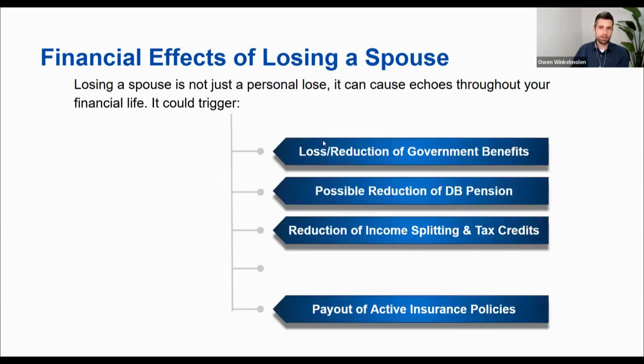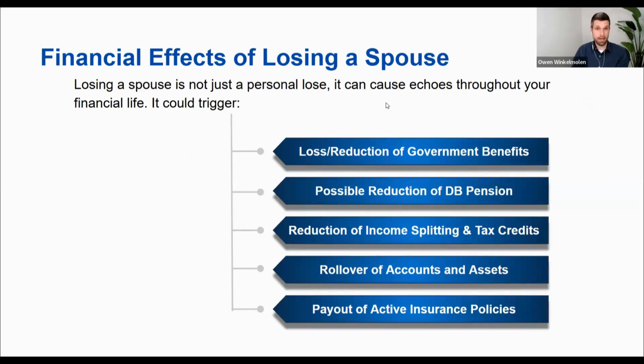So when we think about the financial effects of losing a spouse or partner, there's actually quite a few. We'll see a loss or reduction of government benefits, different impacts for CPP and OAS, possibly a reduction in a defined benefit pension. So depending on the choice you make for survivor benefits, it could be a large reduction there. One of the challenges is that we lose income splitting ability as a couple, and we lose some tax credits as well. We have the rollover of all the accounts to one individual. So if we've got a really big RSP account, RIF account, LIRA LIF account, that can be a lot of registered assets for just one person.